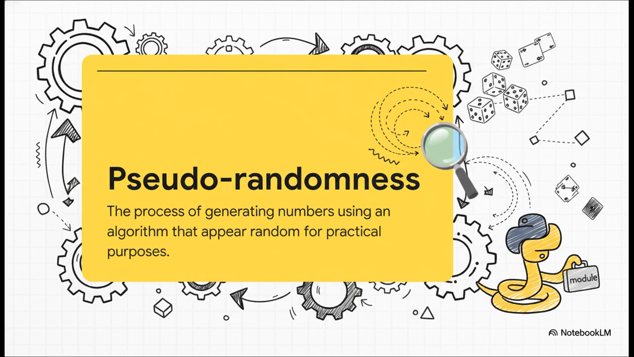A computer just follows a really complex recipe, an algorithm, to create a long list of numbers that look so random, it's more than good enough for what we need. And in Python, our recipe book for all of this is the random module.